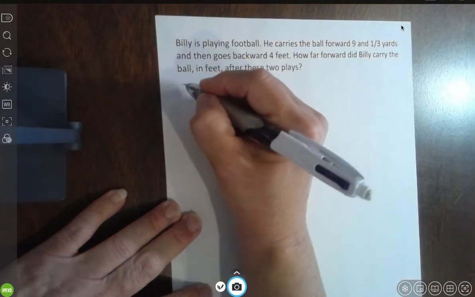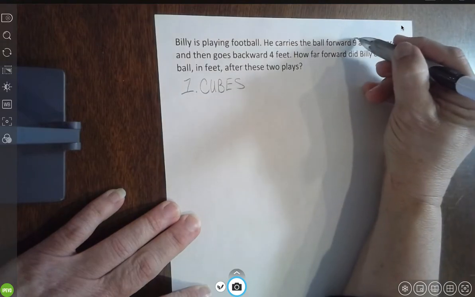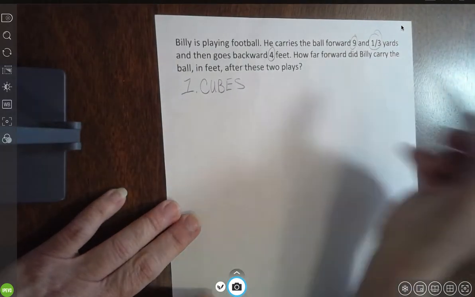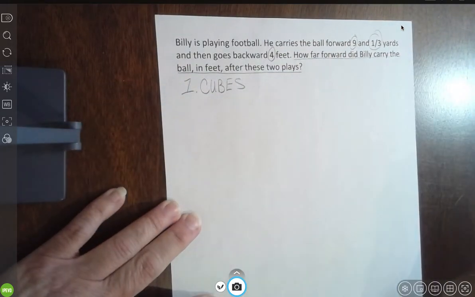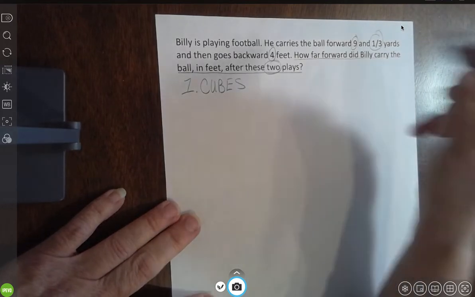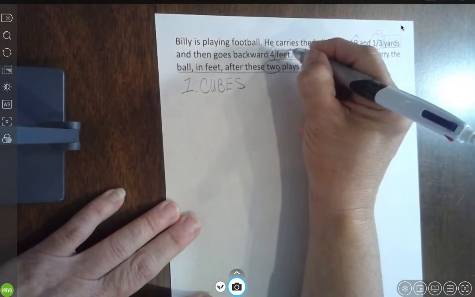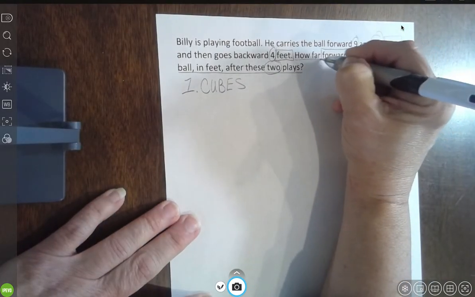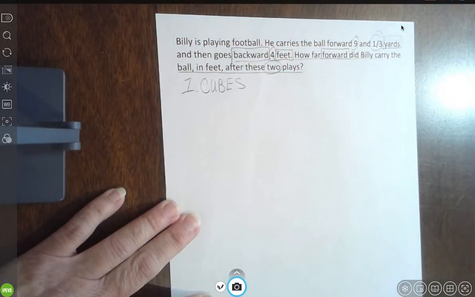First thing I'm going to do, y'all know, I'm going to use cubes. So I'm going to circle my numbers, 9 1/3 and 4. I'm going to underline my question. How far forward did Billy carry the ball in feet after these two plays? Oh, forgot that too. All right. And then I'm going to box my keywords. I have yards and I have feet. And let's see, how far forward. Okay, and backwards. Sorry. All right, so let's start.